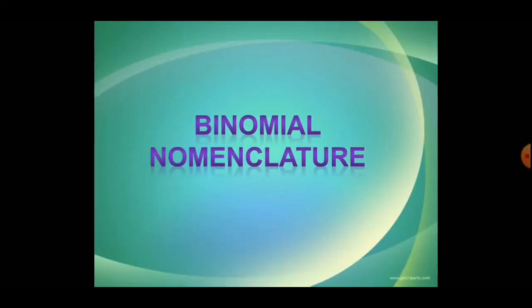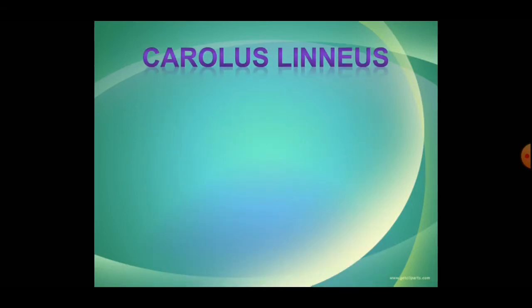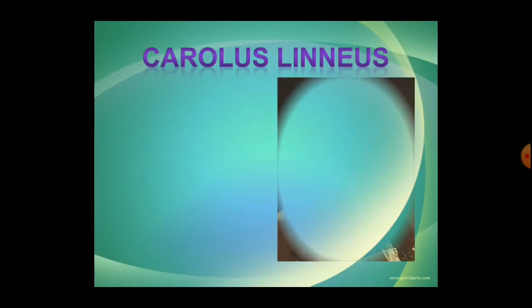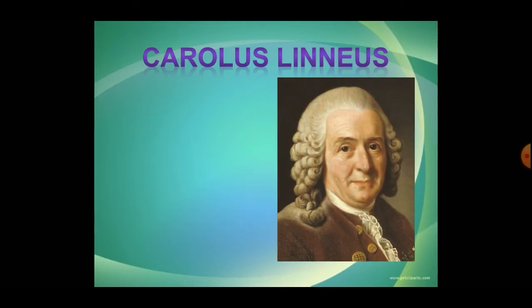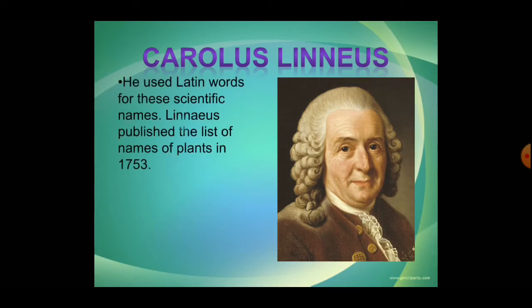Today I will explain another topic of chapter 3, binomial nomenclature. You are familiar with Carl Linnaeus. He introduced the two kingdom classification system and he is also famous for introducing binomial nomenclature. He used Latin words for these scientific names. That is why these names are also known as Latin names.